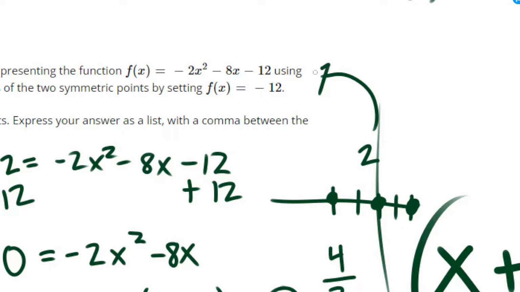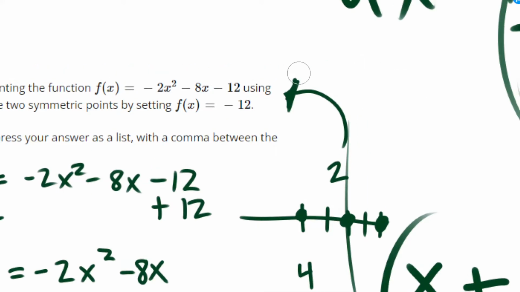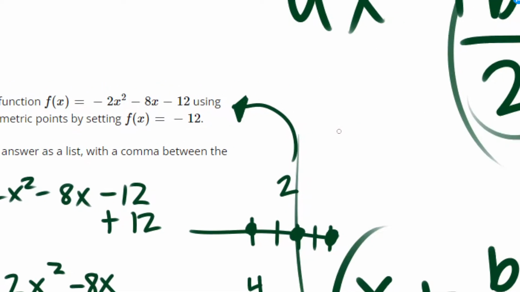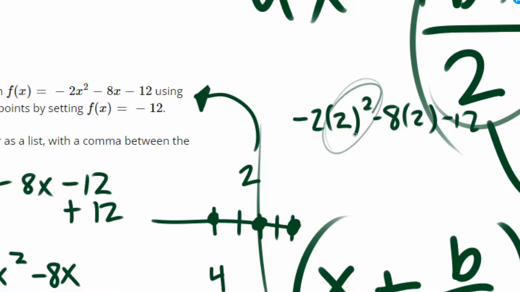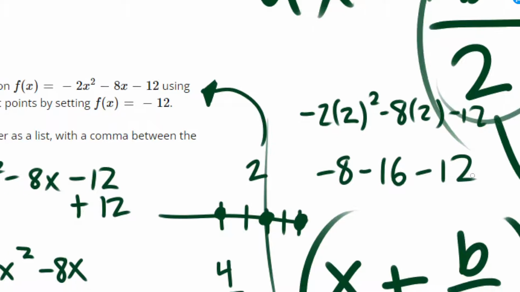See why this is like my least favorite method? It's just very long and contrived and kind of like boring, and it's just tricky when you could do it the other ways. So what you would do is you'd take this, you'd say negative 2 times 2 squared minus 8 times positive 2 minus 12. This is going to give me 4 times negative 2 is negative 8, minus 8 times 2, which is going to be negative 16, and then minus 12.